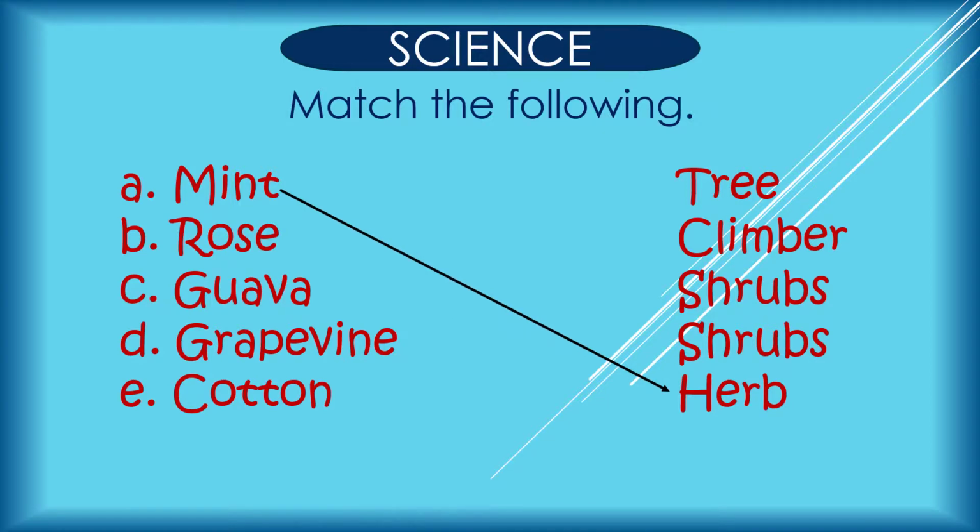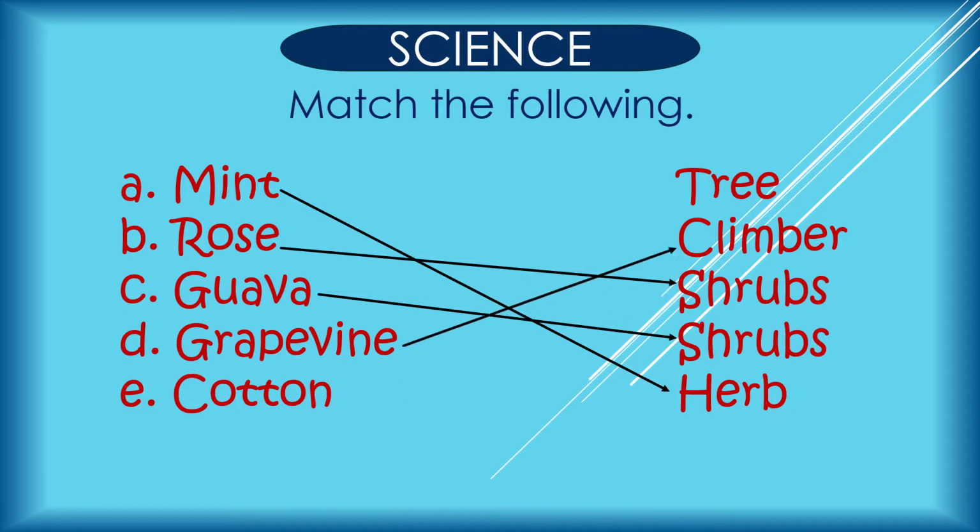Correct answer is A. Mint is herb. Rose is shrub. Guava is shrub. Grapevine is climber. And cotton is tree.